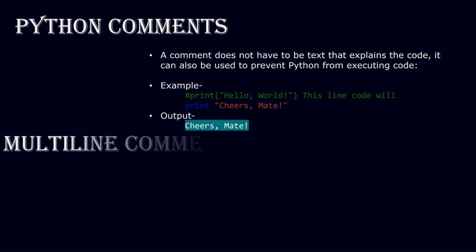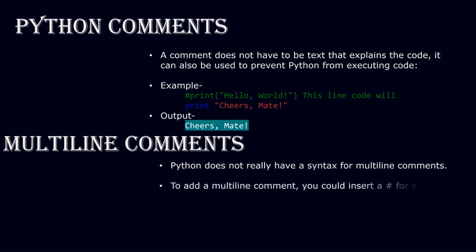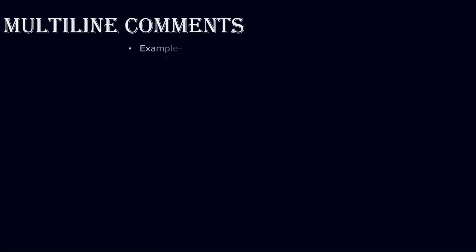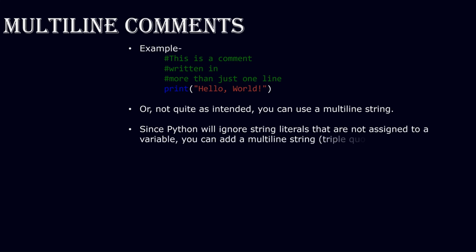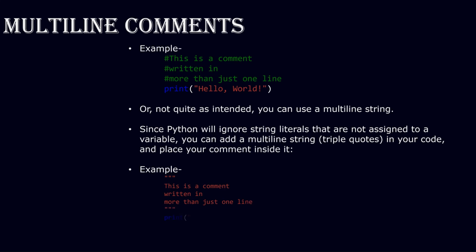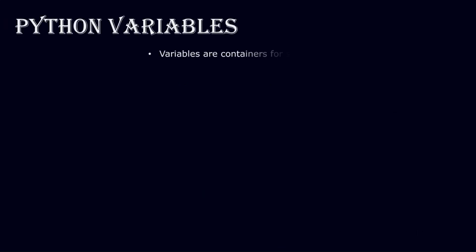Multi-line comments. Python does not really have a syntax for multi-line comments. To add a multi-line comment, you could insert a hash to every line. Or, not quite as intended, you can use a multi-line string. Since Python will ignore string literals that are not assigned to a variable, you can add a multi-line string, that is triple quotes, in your code and place your comment inside it. As long as the string is not assigned to a variable, Python will read the code but ignore it, and you have a multi-line comment.